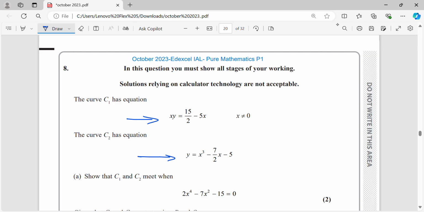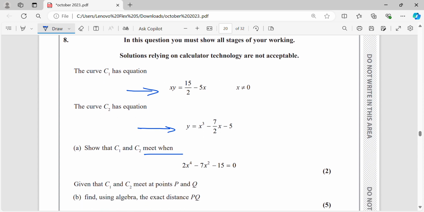Show that C1 and C2 meet when. So the answer is given. I need to show that when C1 and C2 meet, I get 2x raised to the power 4 minus 7x squared minus 15 equals 0. Whenever a question says intersect or meet, it means that I will equate both the equations. So this is C1 and this is C2.